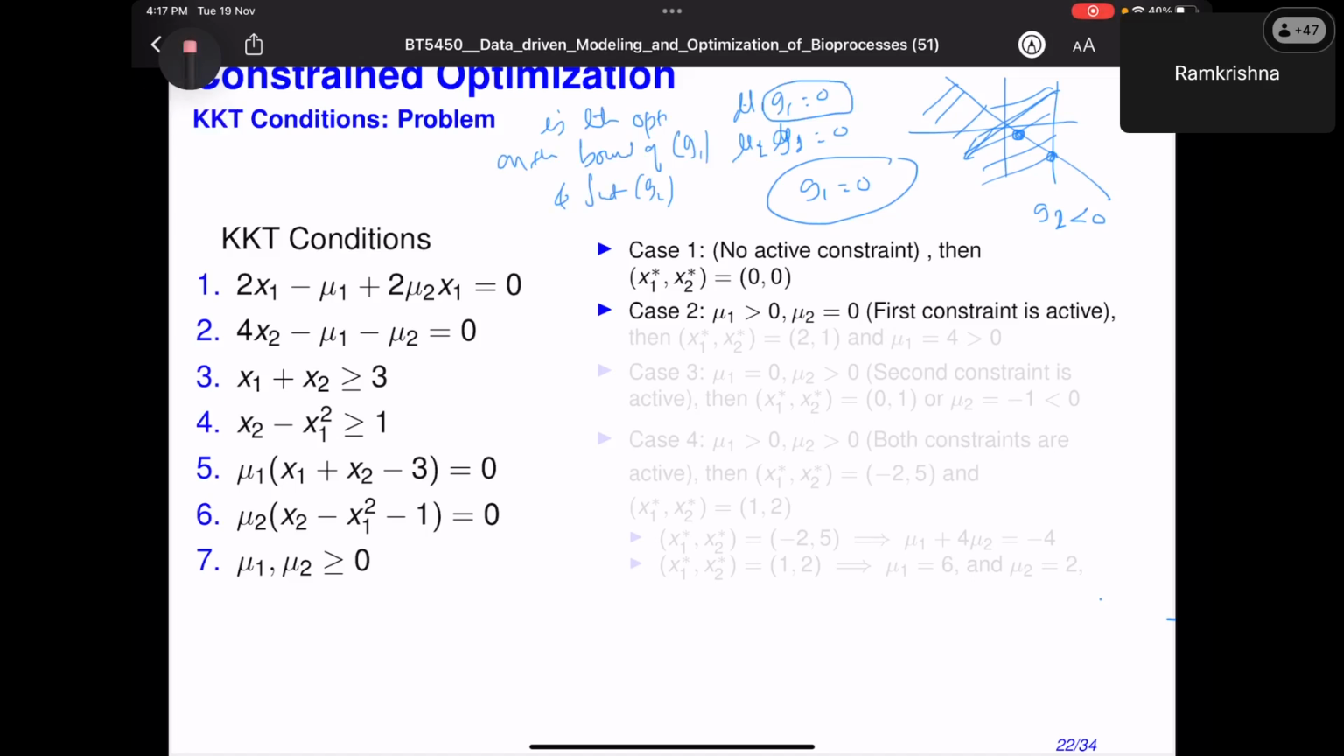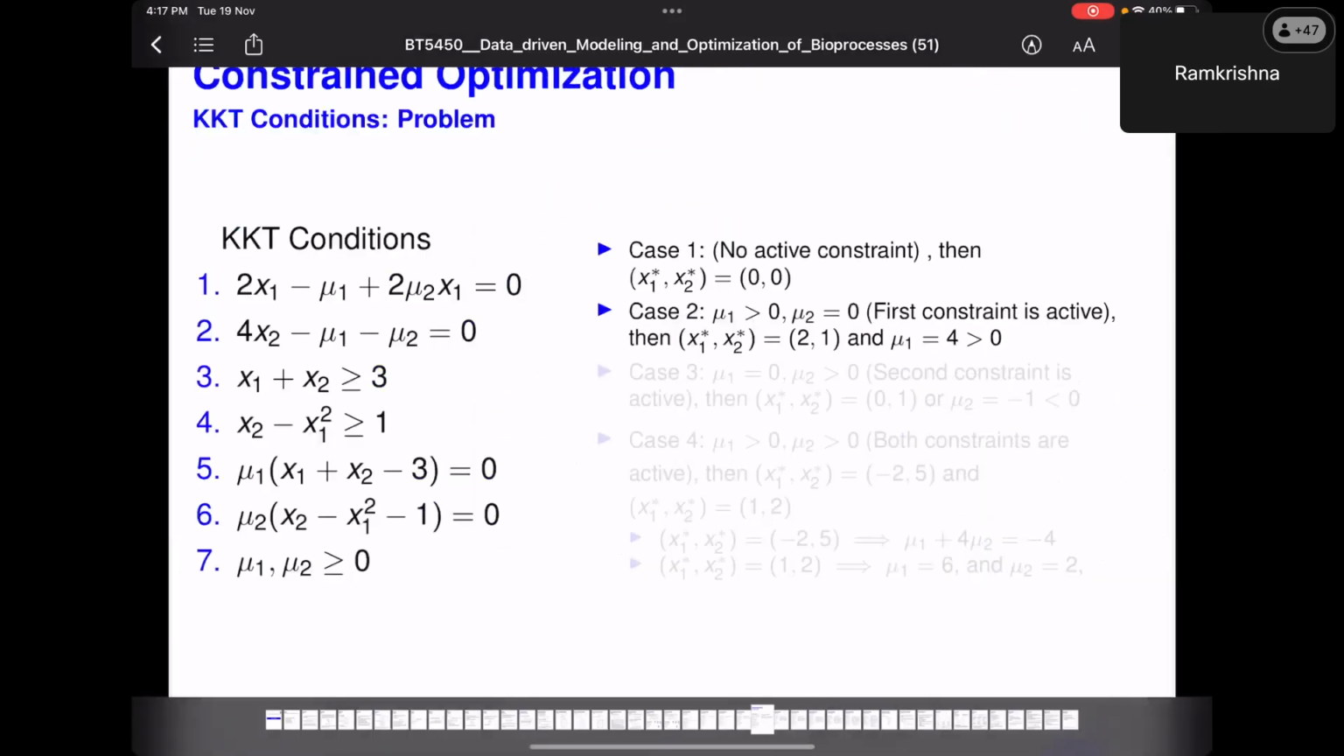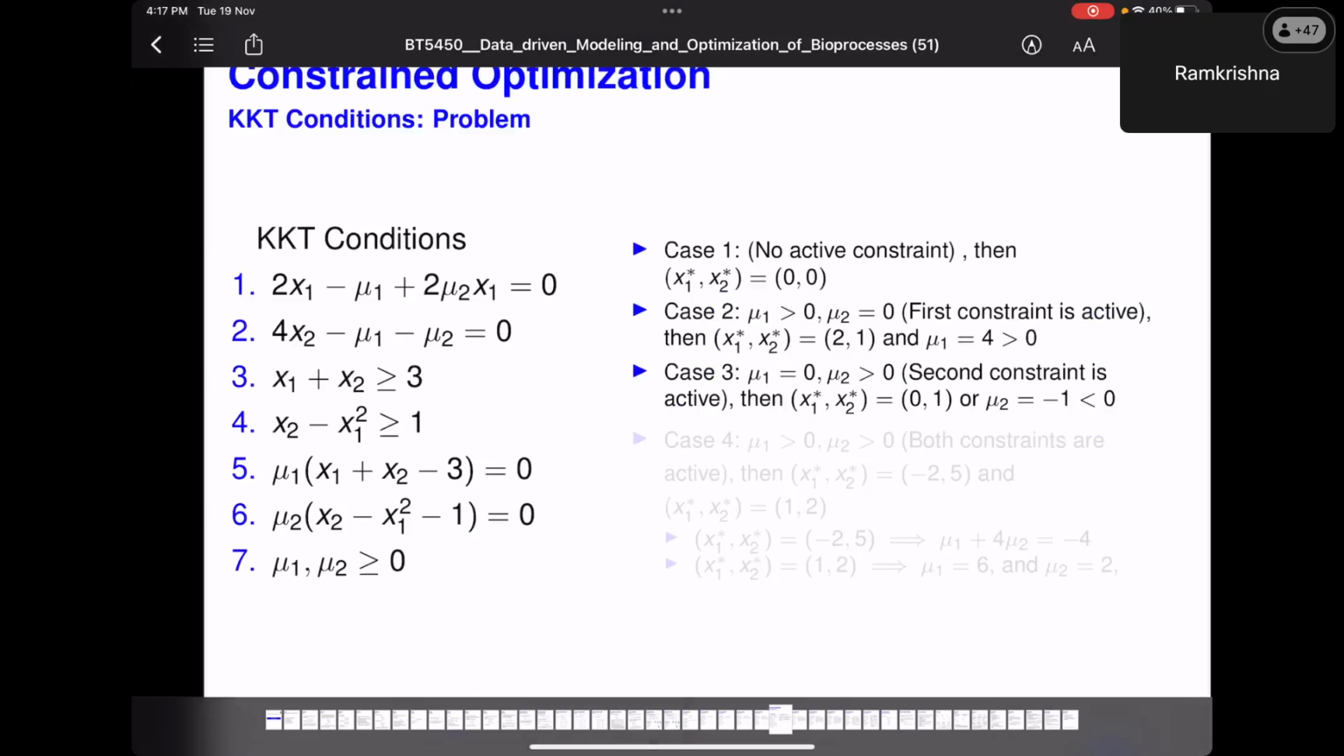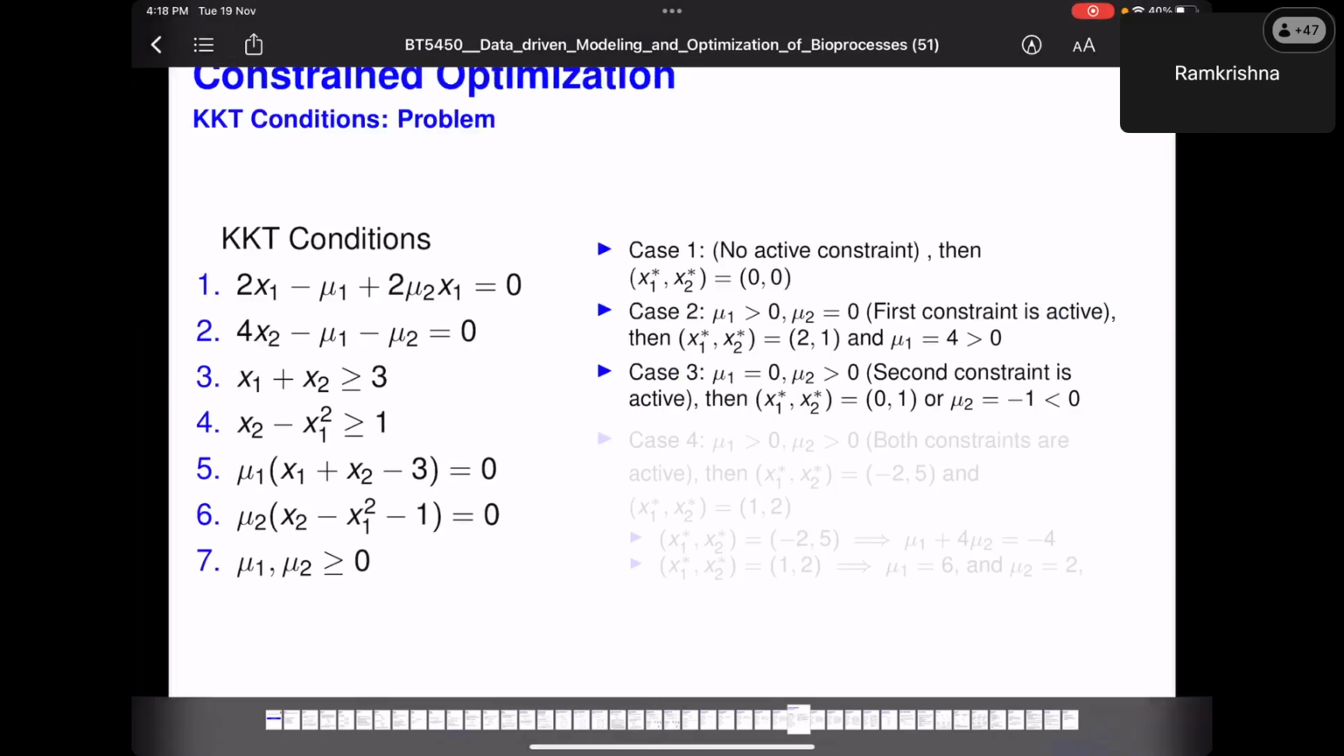Okay, then I just say mu1 is greater than 0, mu2 equal to 0. I solve and I just get this solution that in this case x1 star, x2 star is 2 comma 1 and mu1, which is equal to 4, is greater than 0. I just put it back and check if these are nice. Similarly, I look at the second constraint is active, but the first constraint is inactive, and I get minima solutions as x1 star, x2 star is 0 comma 1, mu2 is less than 1.